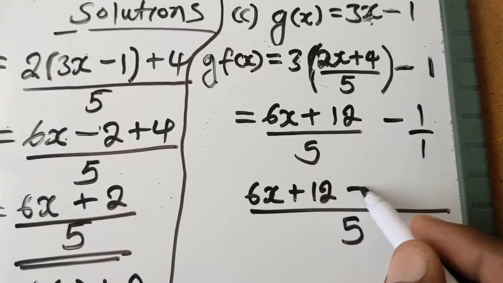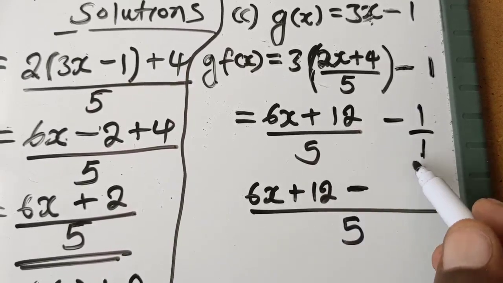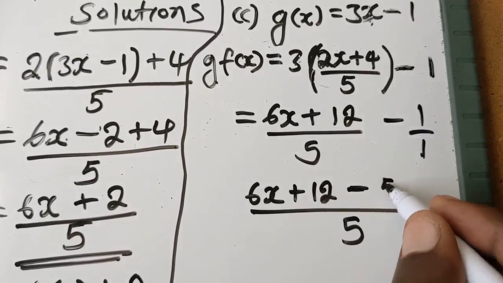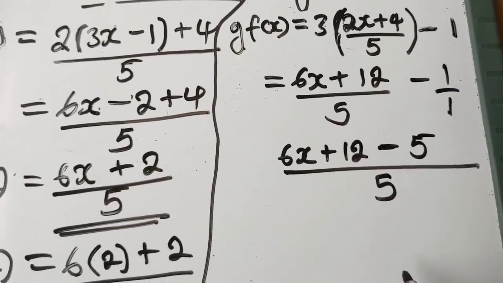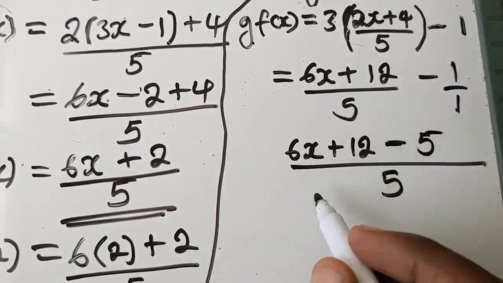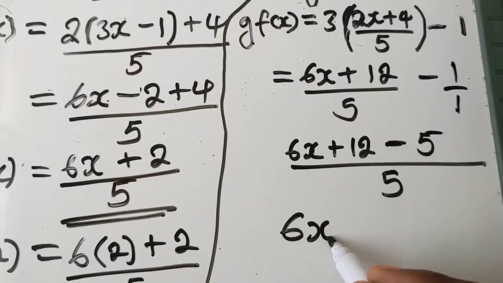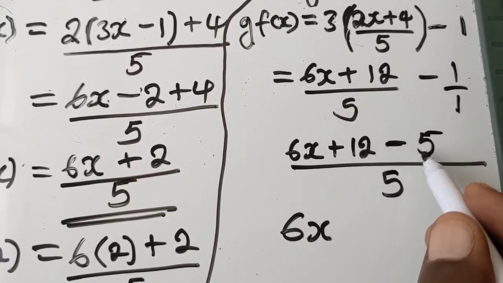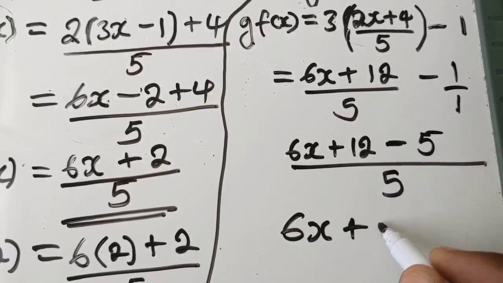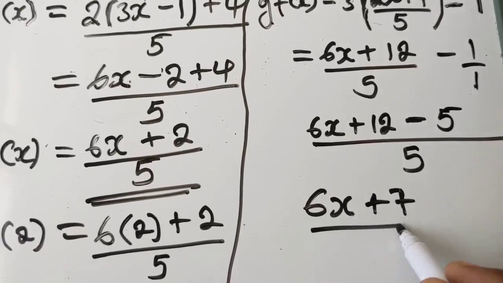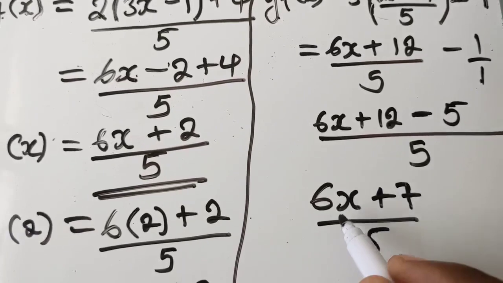Then minus 1 into 5, it is 5. 5 times 1, that is 5, like that. So these are the like terms. So we have 6x, and 12 minus 5. What is 12 minus 5? You find that it's positive 7, like that. Then divide by 5.